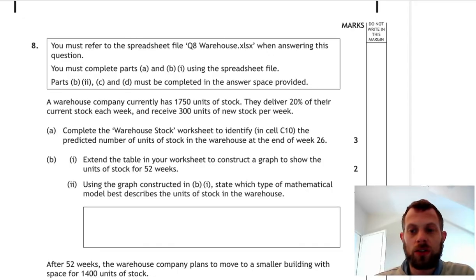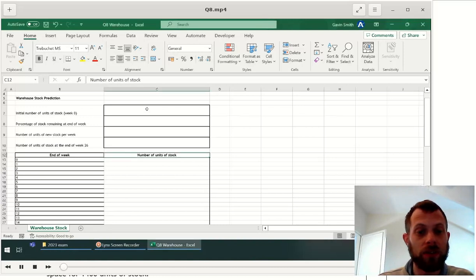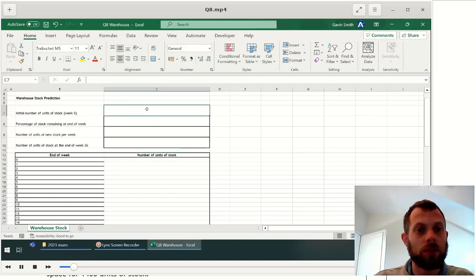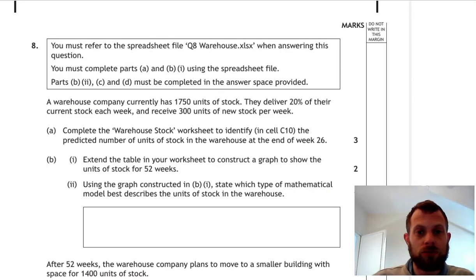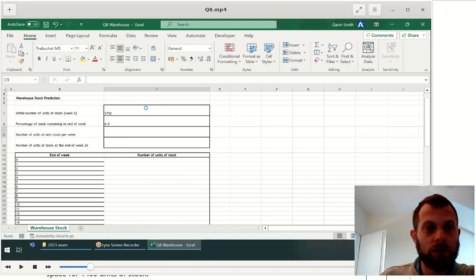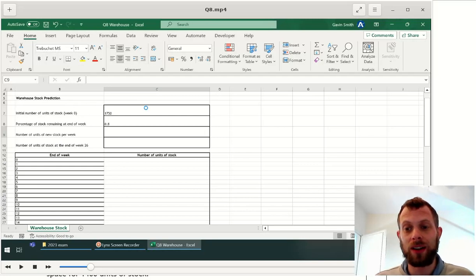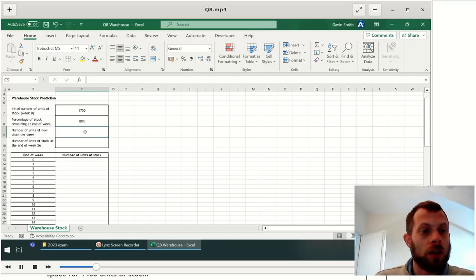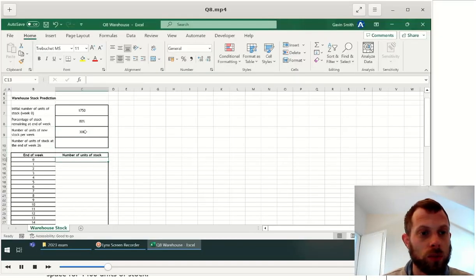Okay, this is question 8, the recurrence relations question, which you do in Excel. So, you are going to fill in these cells in the spreadsheet. The first one's the units of stock, 1,750. Then the percentage stock, now it's the 20% delivery, which means 80% is left. Now be careful when you put these into a spreadsheet. Sometimes if it's formatted already as a percentage, you can type in 80. Otherwise type in 0.8. New stocks, it tells you in the question that there are 300 new units of stock each week.